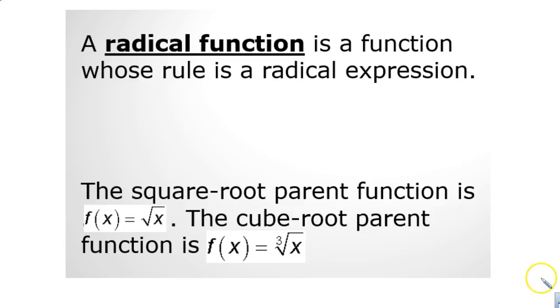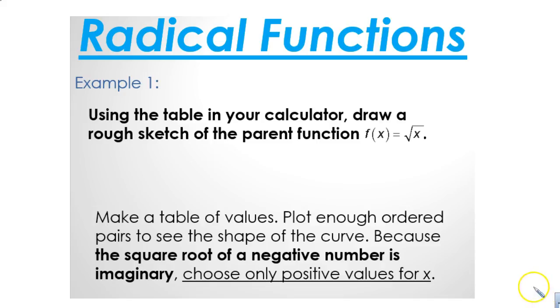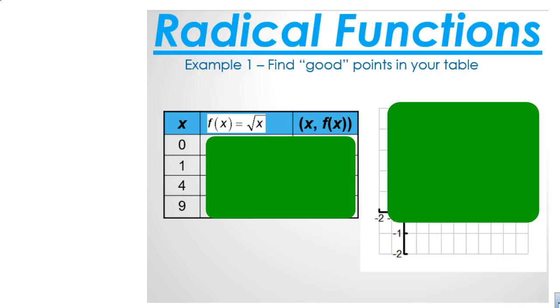Today we are going to talk about graphing radical functions and transformations of radical functions. A radical function is basically just a function that has a root, a square root or a cubed root or some larger root. We're going to start by looking at the parent function, f of x equals the square root of x. We're going to use the table in our calculator to get a list of possible x, y pairs to put on a graph, and then we will connect those dots together and see what this function looks like.